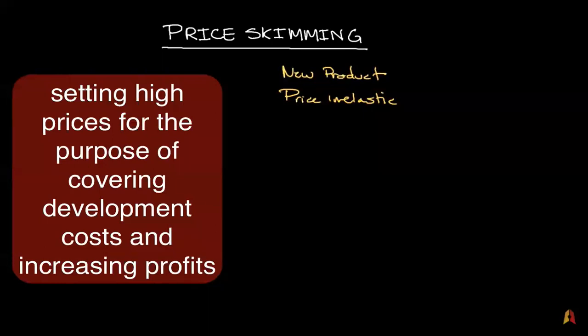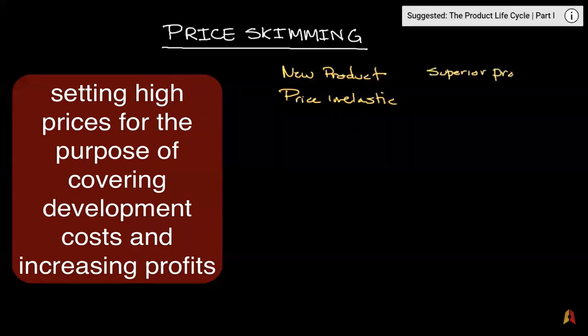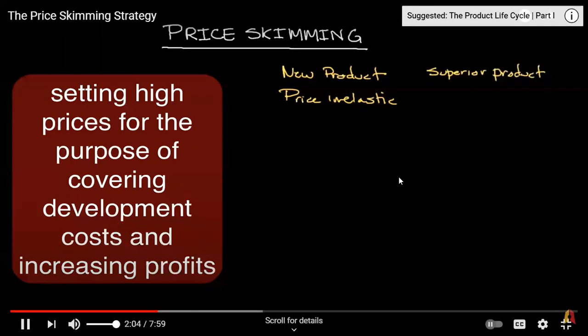The proper environment for price skimming involves one in which consumers are not very price sensitive. So if you have a higher price, they're willing to pay that. The other element that's important is you generally need to be selling a superior product of some kind. And this is important to justify the higher price point.